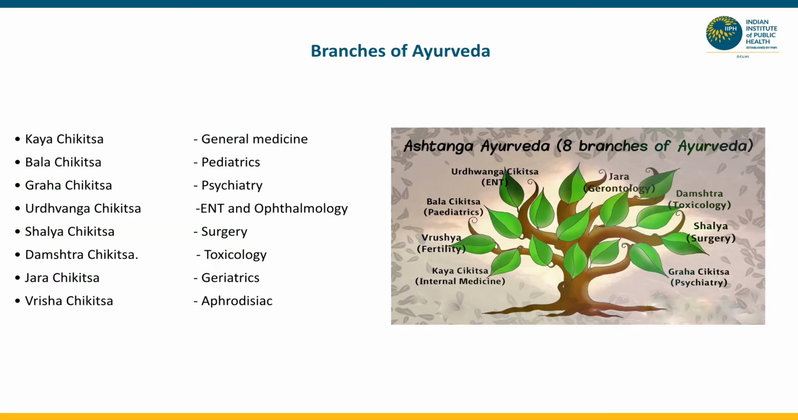As with other sciences, we have different branches of Ayurveda as well. As we have departments of medicine, psychiatry, pediatrics, and modern medicine, we have the same in Ayurveda, which is known as Ashtanga Ayurveda, because Ashta means eight and Anga means parts. So here we are talking about the eight parts or eight limbs of Ayurveda, and they are Kaya Chikitsa, which is general medicine, Bala Chikitsa, pediatrics, Graha, psychiatry, Urdhwang, ENT and ophthalmology, Shalya is surgery, Dansha Chikitsa is toxicology, Jara is geriatrics, and Vrish Chikitsa is aphrodisiac.